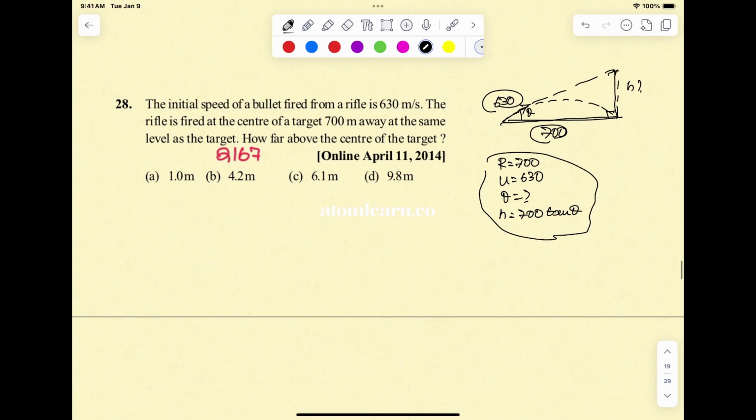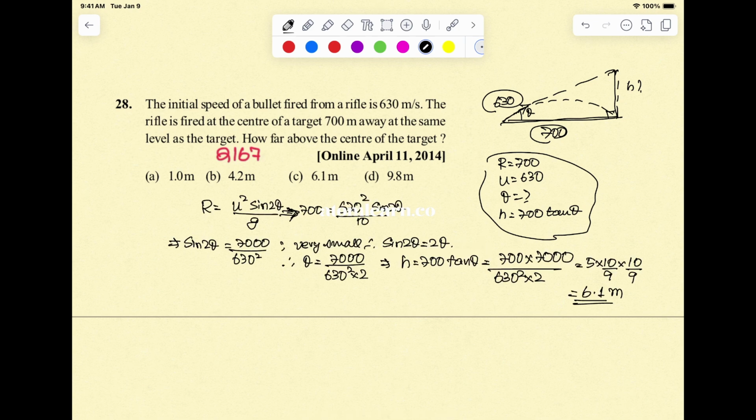Now you take this R formula as 700 equal to U squared, 630 squared, sine 2 theta by 10. Okay, from here you find that sine 2 theta is a very small value, so it is equal to 2 theta. So this problem is very similar to what we had done slightly earlier. I have shown you the solution here in detail. Just go through it. Final answer comes to 6.1 meter.